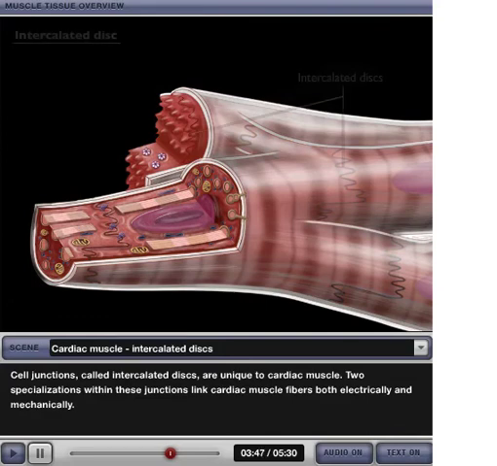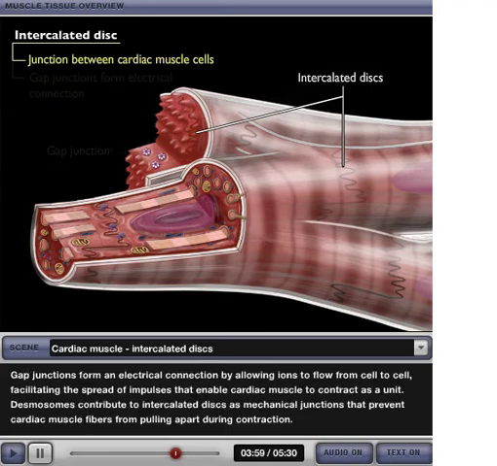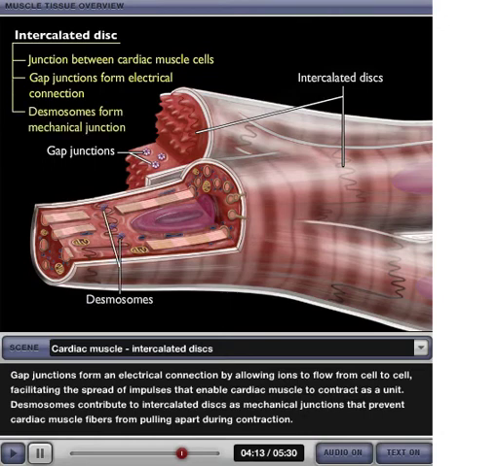Cell junctions, called intercalated discs, are unique to cardiac muscle. Two specializations within these junctions link cardiac muscle fibers both electrically and mechanically. Gap junctions form an electrical connection by allowing ions to flow from cell to cell, facilitating the spread of impulses that enable cardiac muscle to contract as a unit. Desmosomes contribute to intercalated discs as mechanical junctions that prevent cardiac muscle fibers from pulling apart during contraction.